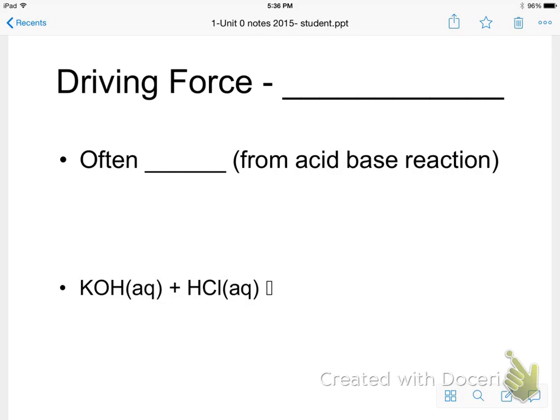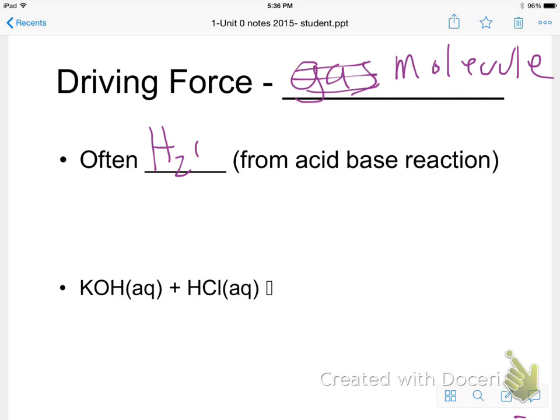The last driving force we look at is a gas. We can form a gas, and the evidence of a gas is that we have bubbles that come up through the solution. And usually, I'm sorry, I'm jumping ahead. I'm not ready for gas yet. I form a new molecule. And that molecule I form is often water. Water is the molecule that gets formed in an acid-base reaction.